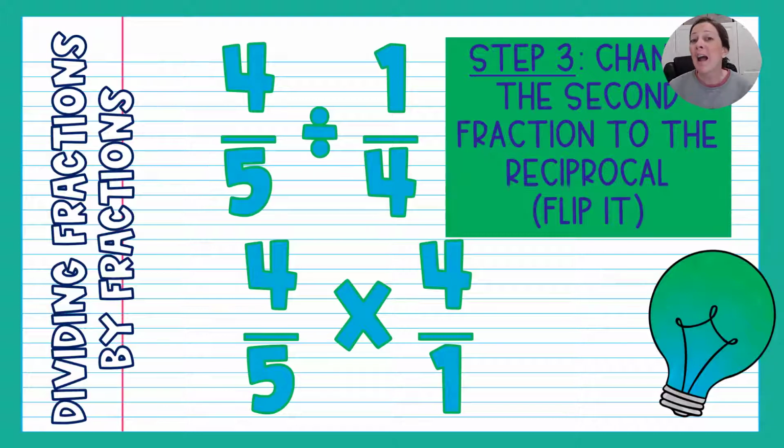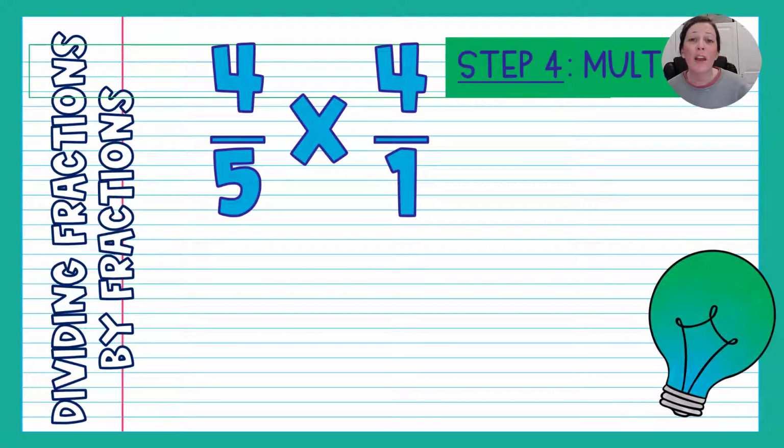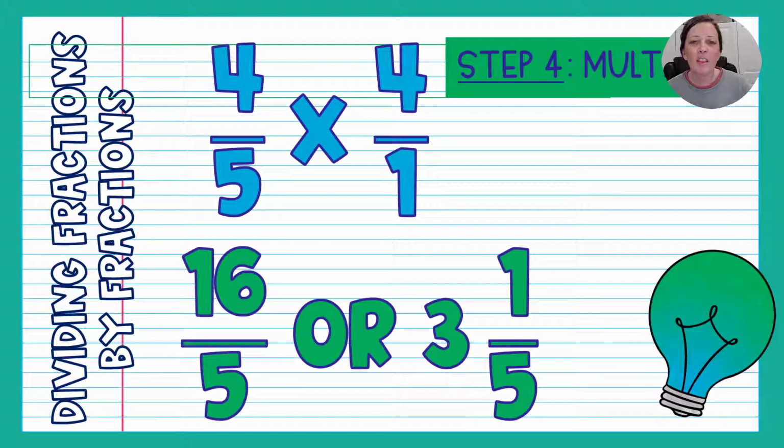Okay, so you might remember this little trick: keep, change, flip. And now you're allowed to use it because you understand why this works, because you've modeled the same problem. Okay, so now we have 4/5 times 4/1 because we rewrote it. So step 4 is just to work this, to go ahead and multiply. When you multiply fractions, it's super simple. You multiply straight across. So 4 times 4 and 5 times 1. Well, that's going to give us 16/5.